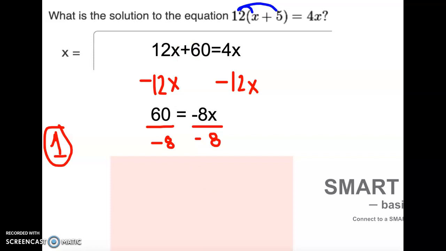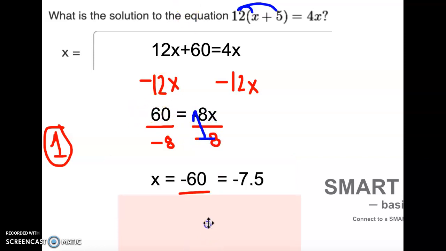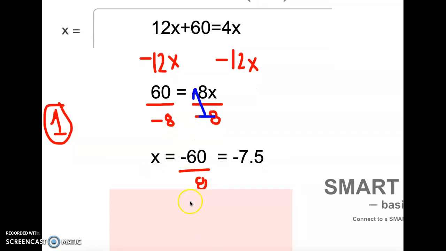So when we do that, on the right here, these negative 8's make a big 1. And then 60 over negative 8, we can just literally leave it as negative 60 over 8 or 60 over negative 8. But if you want to turn it into a decimal, you just take that, type it in Desmos or your calculator, and you get that x equals negative 7.5. So again here, either a fractional answer or a decimal is appropriate.